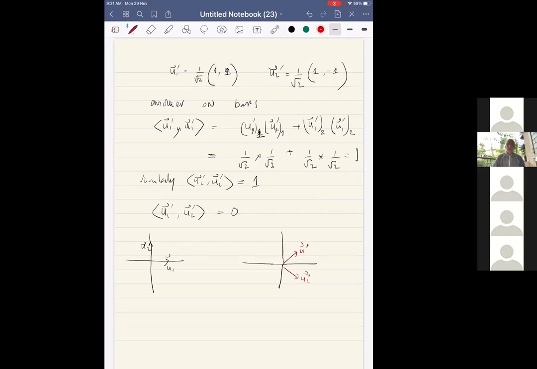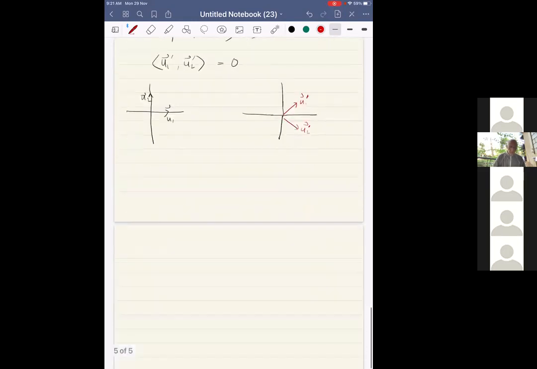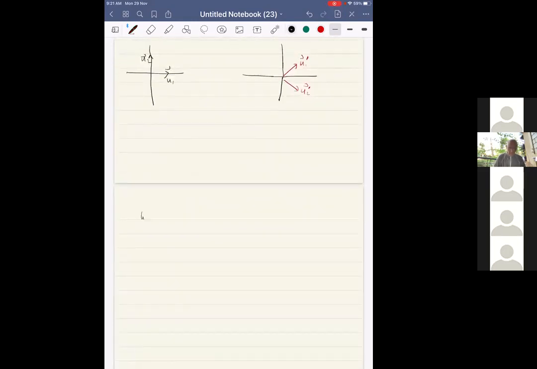Okay, so even in the case of R2 with the standard inner product, there are lots of orthonormal bases. So we will now prove that if V is n-dimensional inner product space, it has an orthonormal basis. In fact, we will give an algorithm for starting with any basis and producing an orthonormal basis.